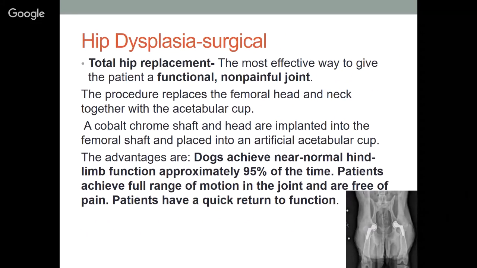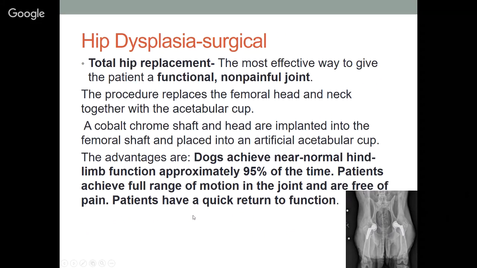Total hip replacement is the best, most effective way to give a patient a functional, non-painful joint. And what happens with the procedure is that it actually replaces the femoral head and neck together with the acetabular cup. This is a cobalt chrome shaft and head that are implanted directly, banged right into the femoral shaft and placed into an artificial acetabular cup. Isn't that a beautiful hip?